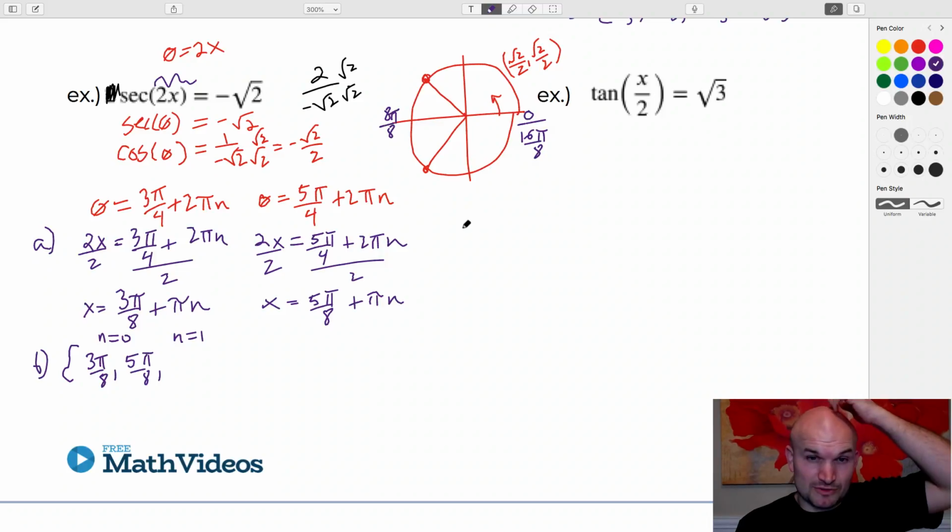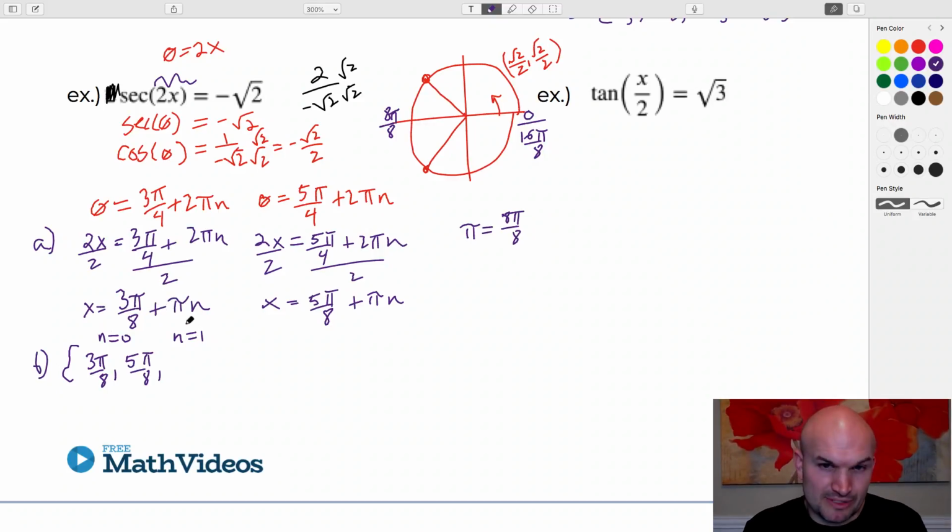Now, it might be helpful to remember that pi is equivalent to 8 pi over 8, right? To add fractions, since I don't have room to show my work, I'm going to be doing this in my head. So when n is equal to 1, I get 8 pi over 8 plus 3 pi over 8, which is 11 pi over 8. That works, right? It has to be less than 16. Over here, this is going to be 8 pi over 8 plus 5 pi over 8, which would be 13 pi over 8. That one works as well.